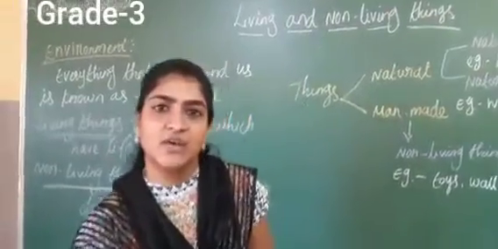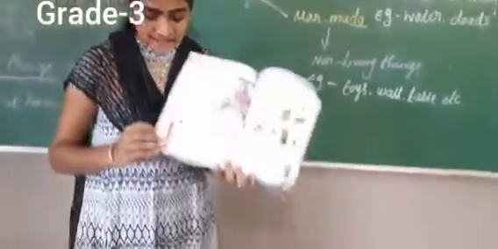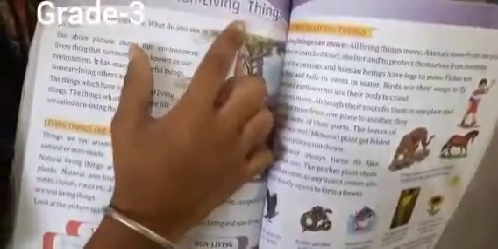Now everyone take out the same textbook. In that, page number 144. Page number 144, lesson number 1, living and non-living things. Here, observe the picture carefully. What do you see in the picture? So this is a picture.